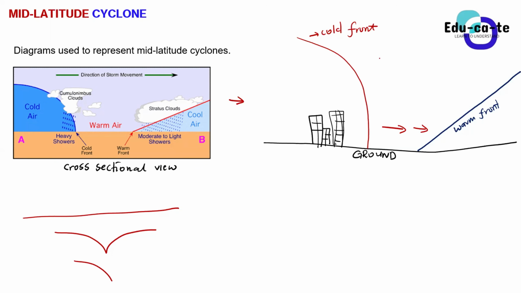So we have got a cold front and a warm front. The cold front is just a curvy line, and then the warm front is a flat kind of line. Okay, so one of the things that you need to know from this diagram is that the cold front is steep. You guys can see that it has got a steep gradient, right? It has got a steep pressure gradient.